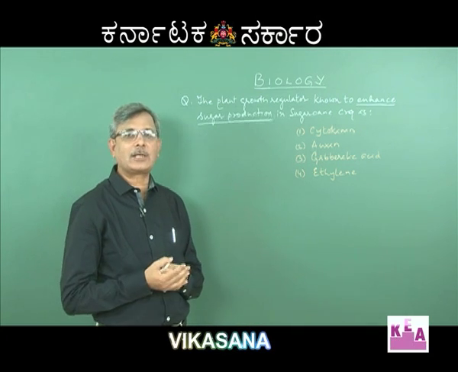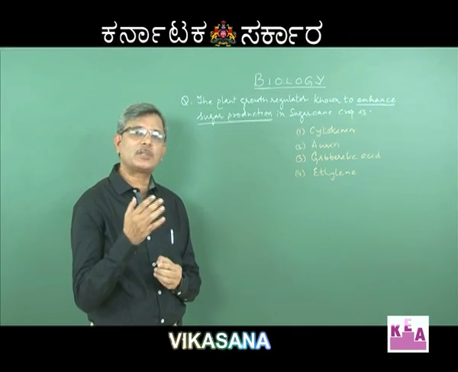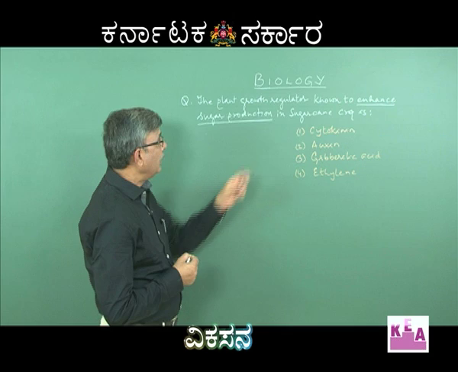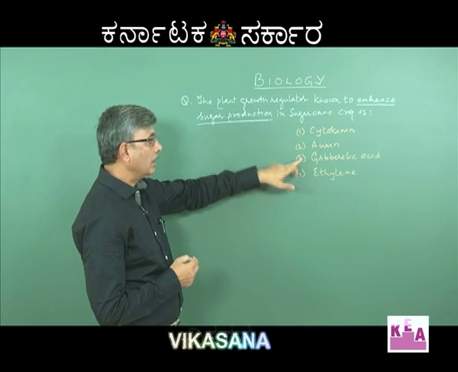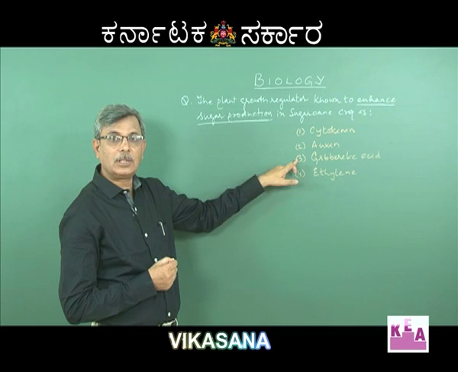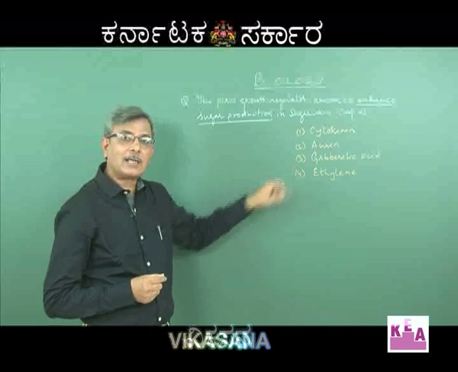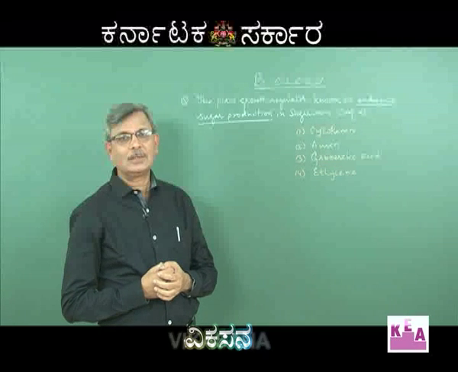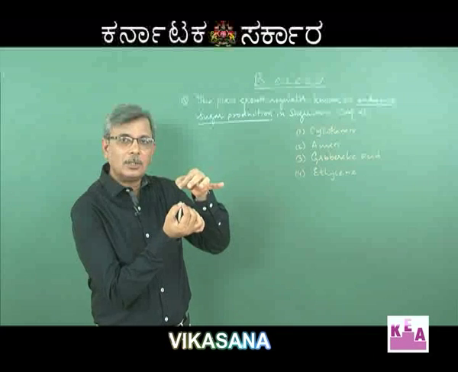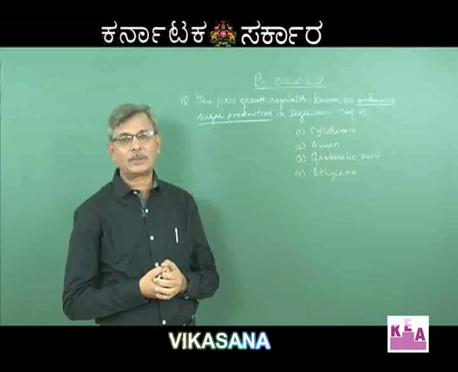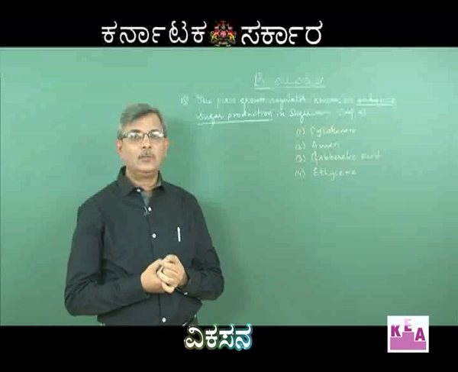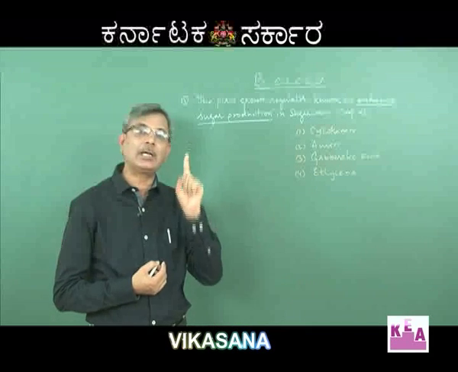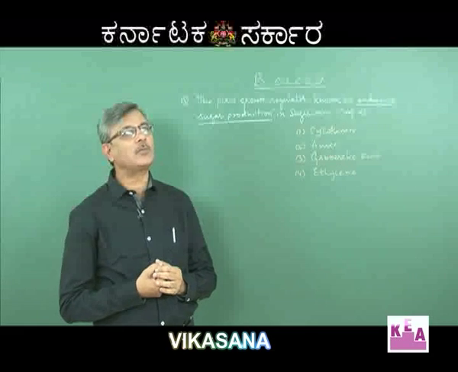Now, a large number of gibberellic acids are known to occur, which are secreted by plant tissues. And when we come to the question, enhance sugar production in sugarcane, it is gibberellin, that is gibberellic acid. Gibberellic acid plays a very important role in internodal elongation. In the case of sugarcane, internodal elongation means more sugar. If we use gibberellic acid, we can enhance the sugar production to the tune of 20 tons per acre. Naturally, the farmer is going to be benefited.